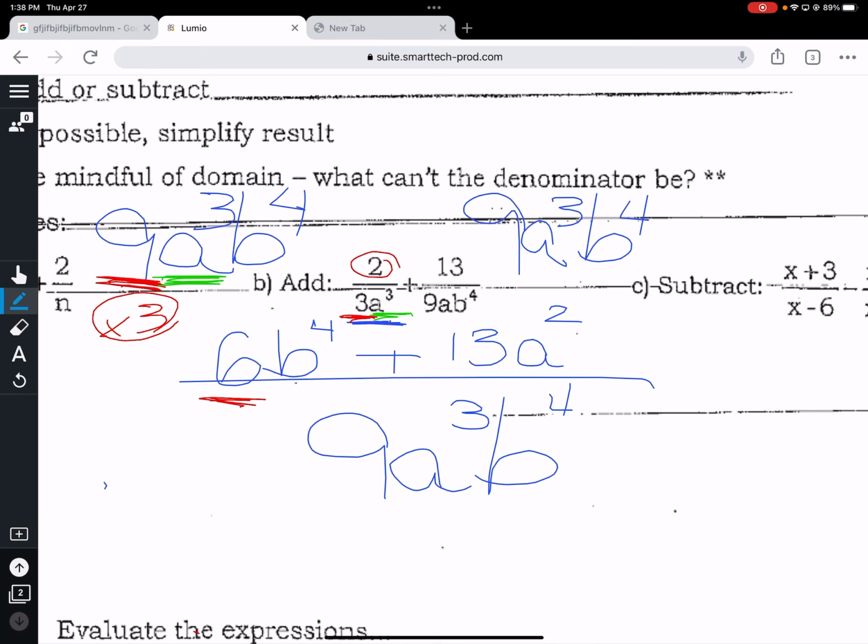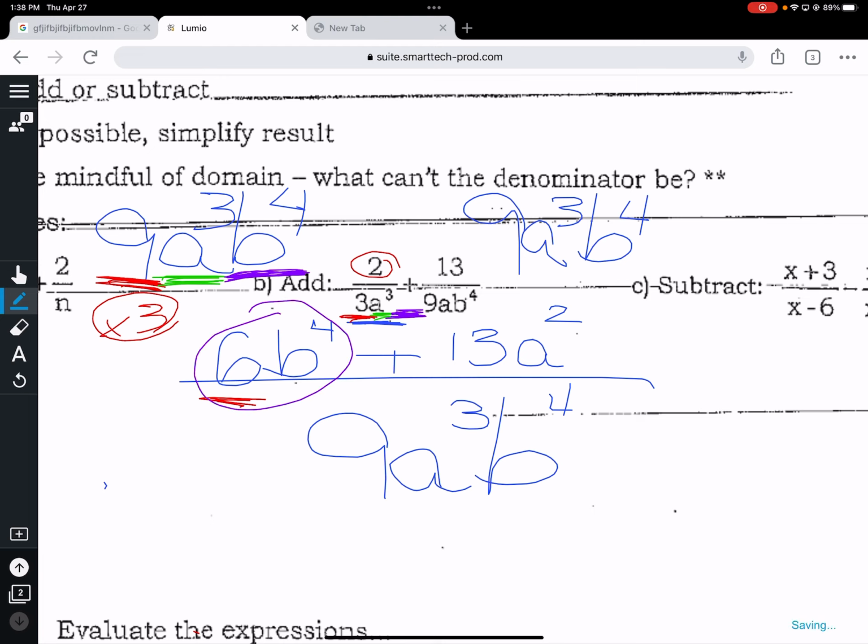In the new denominator, I have a b to the fourth. How do I create a b to the fourth? I don't have anything there, so I'm going to have to multiply by b to the fourth. I'll multiply the numerator by b to the fourth. So there is our 6b to the fourth.